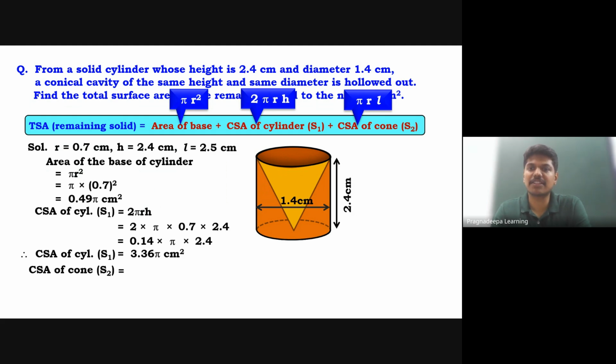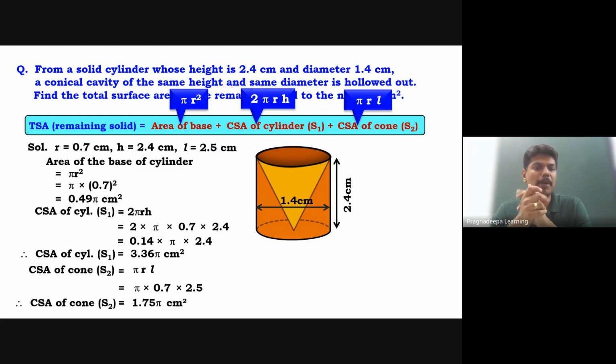Similarly, the curved surface area of the cone can be calculated by using the formula pi r l. Therefore, pi into 0.7 into 2.5, which comes out to be 1.75 pi centimeter square.